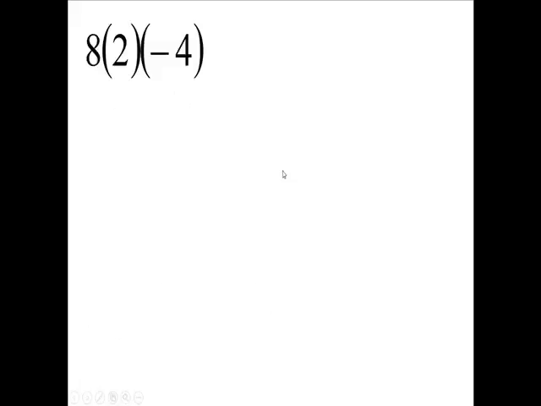Okay? Now we have one negative here. So what's the answer going to be? With one negative, you're going to have what? 8 times 2 is 16. 16 times 4. So you're going to have a negative 64.